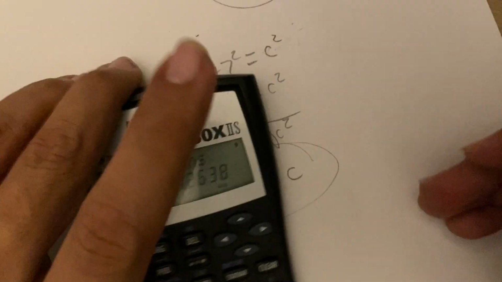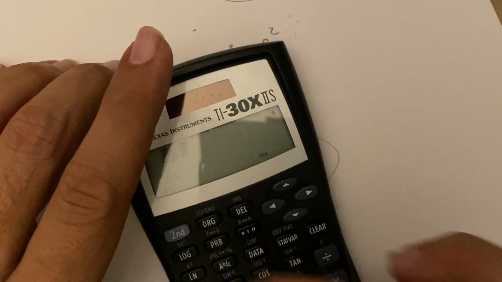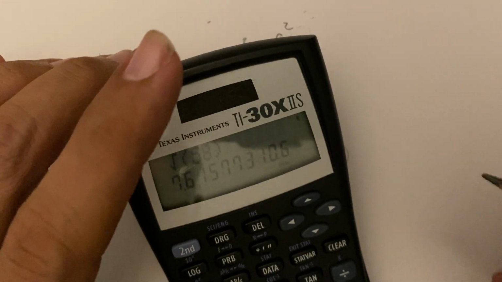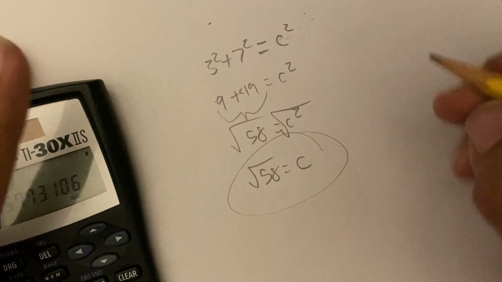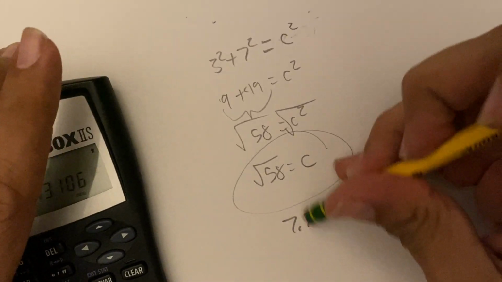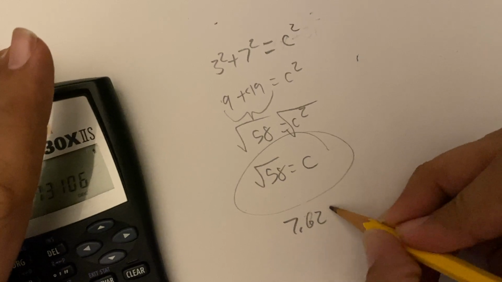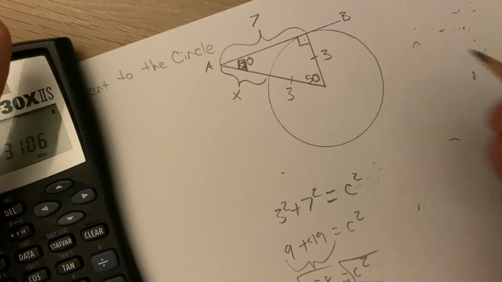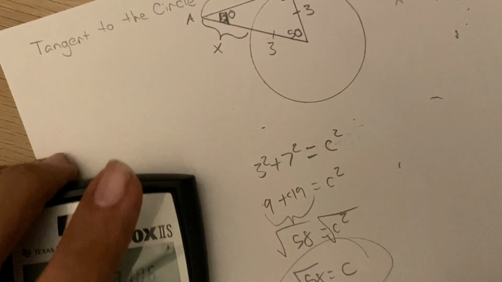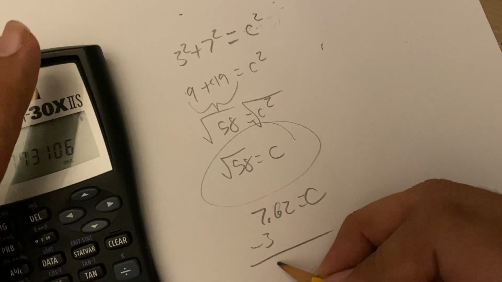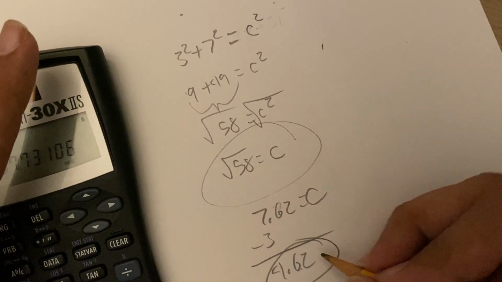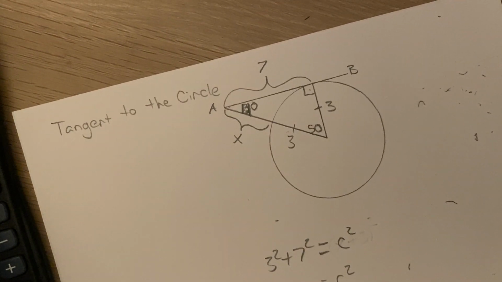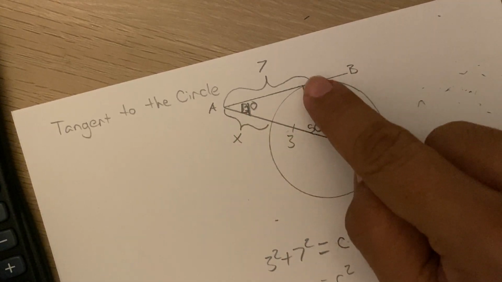We live with that. What's the square root of 58, you ask? Let's find that out. The square root of 58 is 7.615, so let's do 7.62. So 7.62 is c. So this entire thing is 7.62. This piece is 3, so I'm going to subtract the 3 from this, and we're left with 4.62, and that is what x is in this example above. Now, those are all the examples I can think of. Remember, tangent means it is perpendicular to the center of the circle.